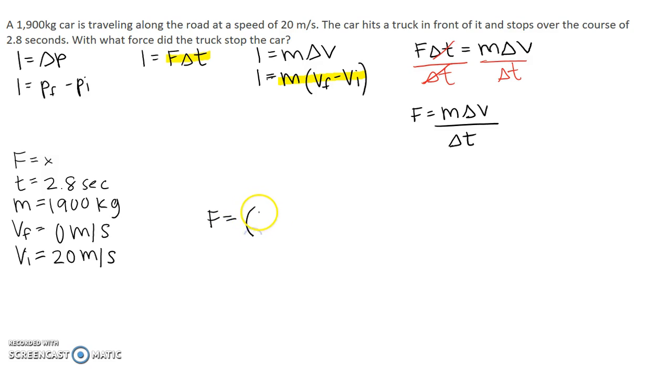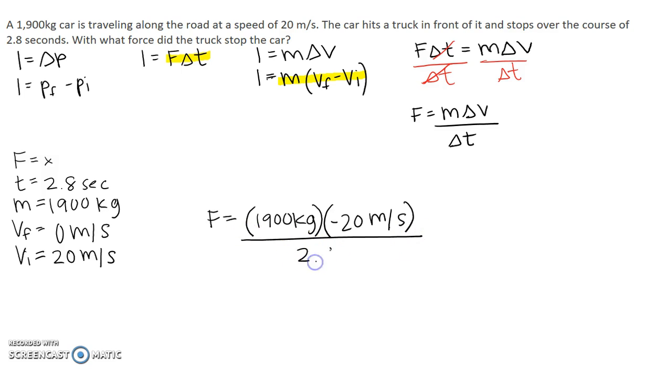So force is equal to my mass, 1900 kilograms, times my change in velocity. Change in velocity is V final minus V initial, so 0 minus 20, it's negative 20 meters per second, all over my change in time, which is the amount of time that passes, which in our case is 2.8 seconds. When I solve, I get a final force of negative 13,571.4 newtons.